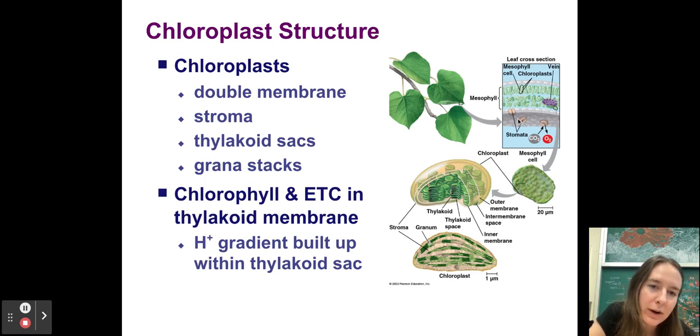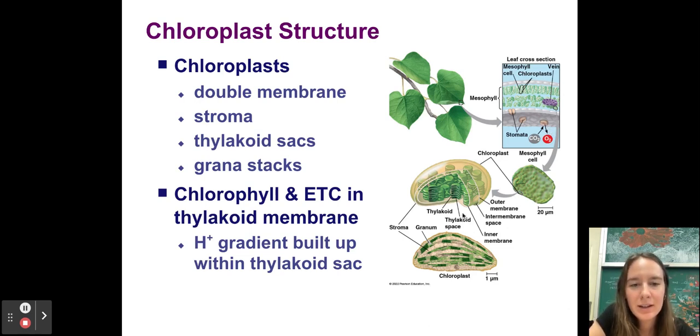Now, notice here in the leaf, you have these little pores, these stomata, where there's gas exchange. So carbon dioxide comes in, oxygen comes out. Also, oxygen needs to come in as well for cellular respiration. This picture is a little misleading, but that also happens too.